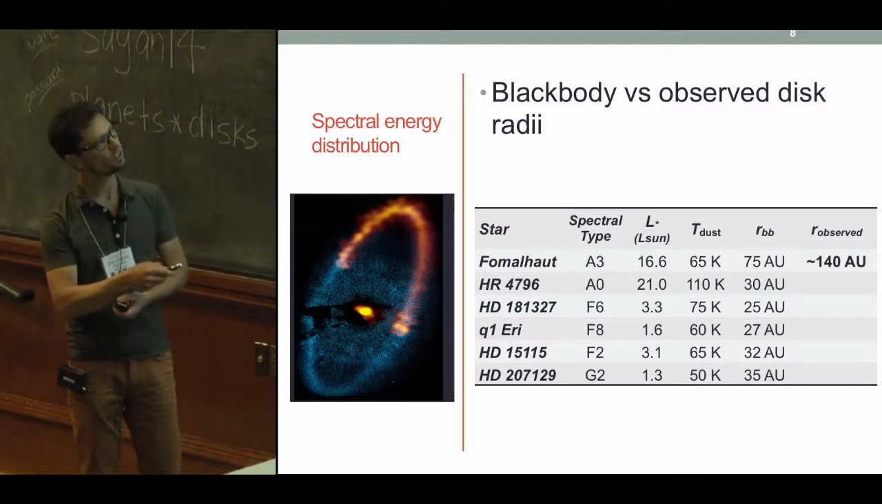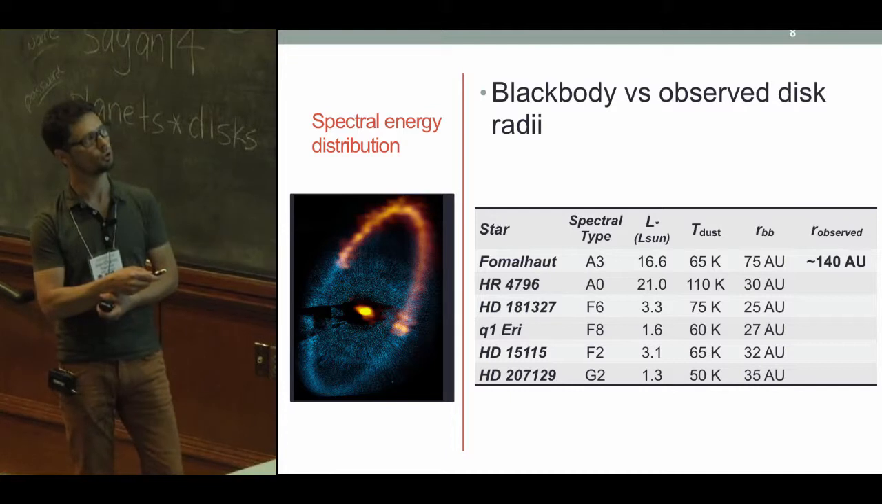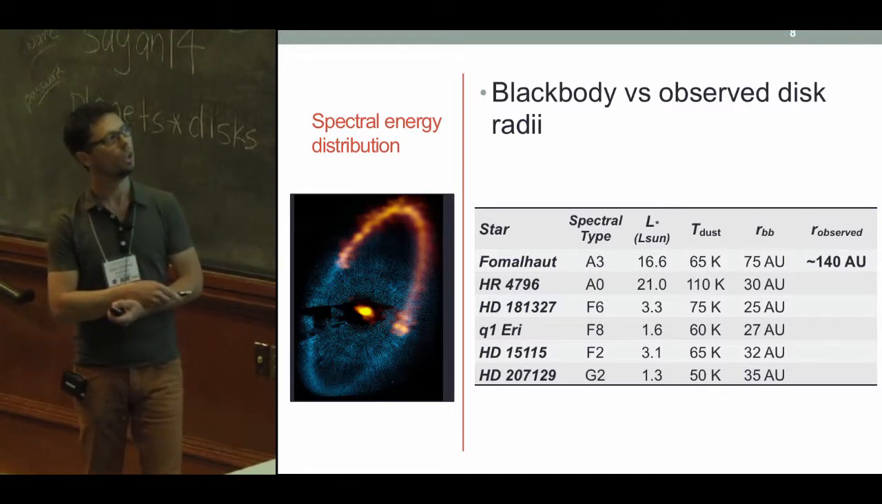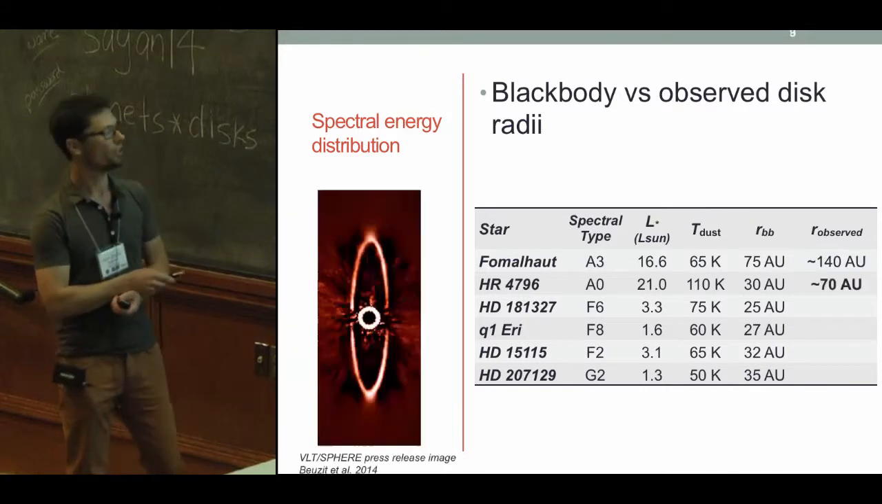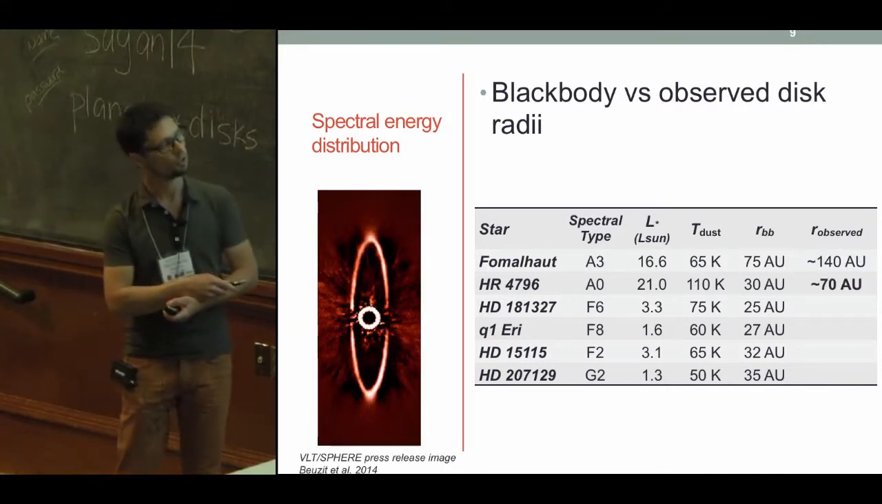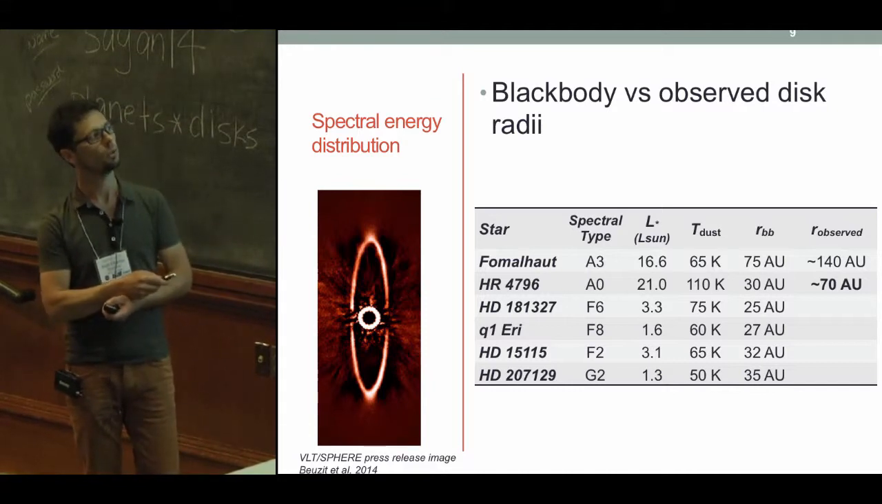This is predicted, the dust is predicted using a Blackbody approach to be at 75 AU. It is observed at 140 AU. Let's do that for HR 4796. This is a sphered image of the disk. It is predicted with a Blackbody approach to be at 30 AU, and it is observed at 70.